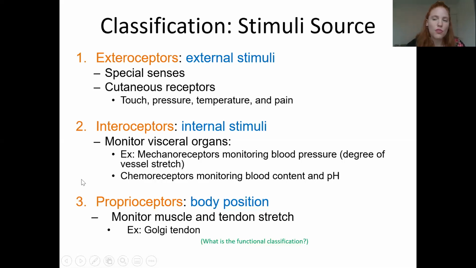Now, here's the third one. The third one is a little bit trickier. For the third one, the proprioceptors, those are any of the receptors that are monitoring body positioning or tendon stretch. Okay, so those are going to bring information to the brain. Anything related to how your body is moving around, that is a proprioceptor. Okay, so please note that these classifications are very, very broad classifications, and we're going to get down to much more specific neuron types.